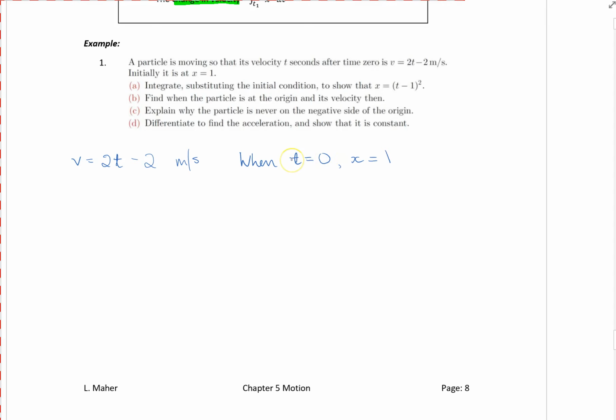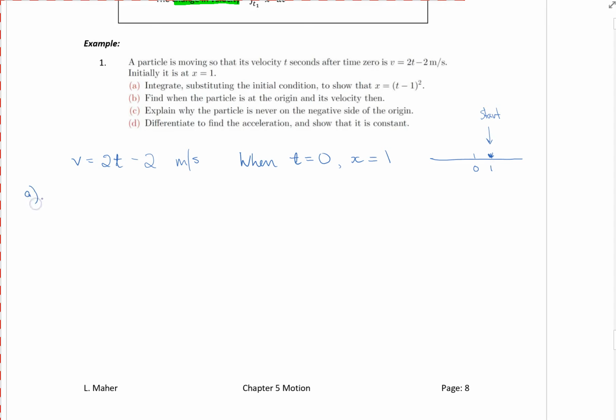So it's saying that at the beginning, if I was talking about the particle moving, and here is naught, I would say the particle starts here. This is time is equal to naught. This is the start. The particle is here at 1 at the start.